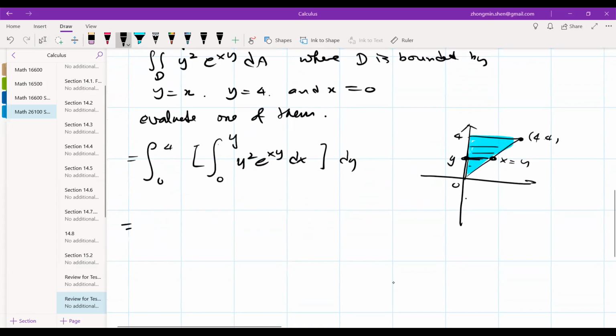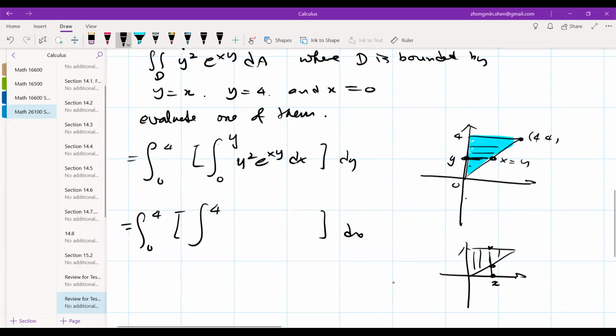You can also switch the order. So use a vertical line to evaluate the integral. You pick x from 0 to 4, and for each x, you have to determine the upper bound and the lower bound for y. The upper bound for y is 4. The lower bound for y depends on x, just x, because this line is y equals x. So it's x to 4, y squared e to the xy, dy.